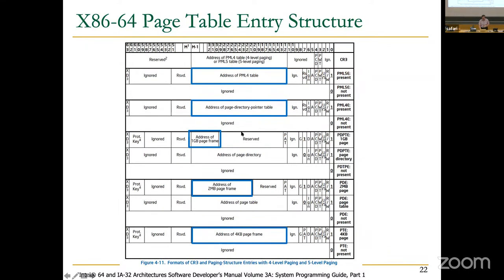And then you translate this one, well, one of these actually, depending on how large your page is. Ignore the 1 gigabyte page over here. Look at this one over here. Essentially, you get the address if it's valid. And then you go to the next level. You get the address if it's valid. And then you go to the next level. Finally, this gives you the physical page number.